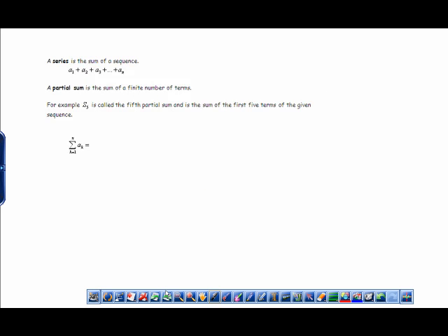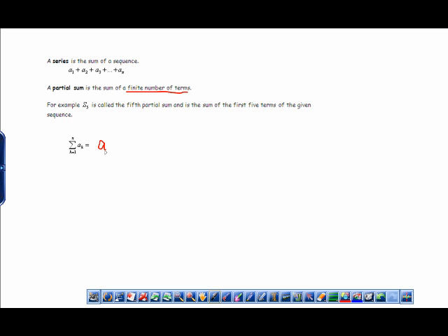Okay, so now let's talk about what a series is. A series is a sum of a sequence. It's just adding up the terms. A partial sum is a finite number of terms. Okay, so for example, S sub 5 is called the 5th partial sum, and it's the sum of the first 5 terms of the given sequence.